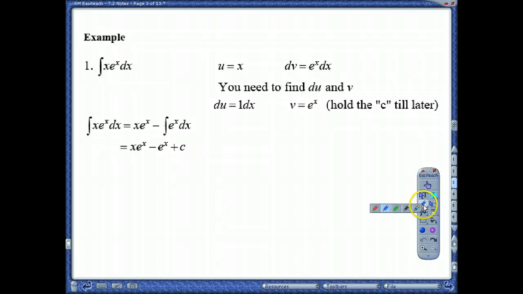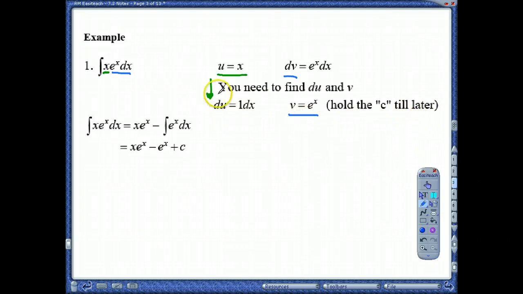Now this one, when you're looking at the u, I can integrate and differentiate both of those, but x gets smaller. So I'm going to pick u as x, so I need to take the derivative. So you go straight down here. Well, the derivative of x is 1 dx. The other guy is going to get to be dv, so that's all dv is e to the x dx. If I integrate e to the x dx, I get my e to the x. Notice you're going to hold your c till the very, very end.